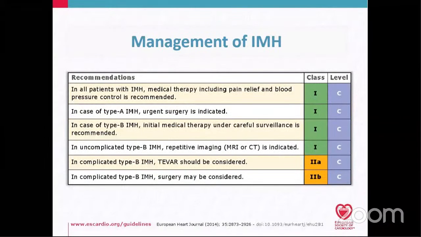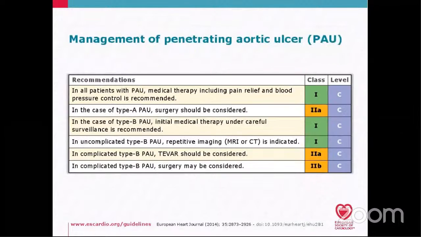Management of intramural hematoma: medical therapy, of course, as we said, in all situations of acute aortic syndrome: pain relief, blood pressure control, heart rate control. Type A, urgent surgery. Type B, medical therapy and repetitive imaging in the uncomplicated cases. TEVAR should be considered as a class 2A if complications happen, and surgery is an alternative to the TEVAR.